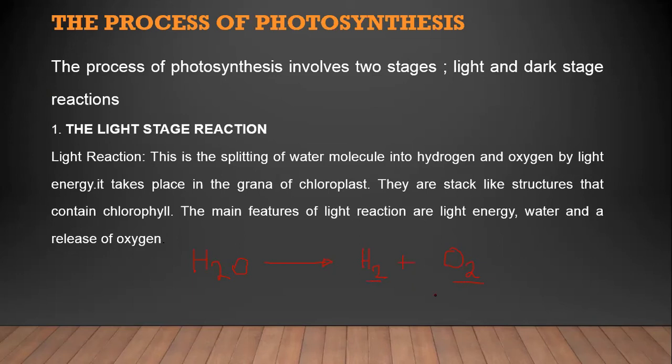All right, now what happens now? So this splitting of water into hydrogen and oxygen is what we call photolysis. All right, so that is the splitting of the water. All right, now having finished this stage, we continue now. Where does the hydrogen go? So the hydrogen will proceed to the dark stage reaction.